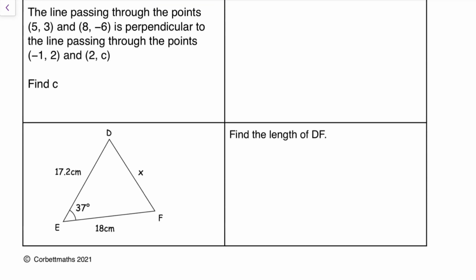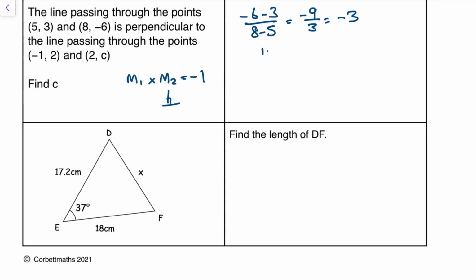Next question. The line passing through the points this and this is perpendicular to the line passing through. So this involves you remembering that if m1, so gradient 1, times gradient 2 is minus 1, therefore they are perpendicular, or just using the negative reciprocal. So let's calculate the gradient of the first line. So that's going to be minus 6 minus 3 divided by 8 minus 5, which is the same as minus 9 over 3, which is minus 3, which means the perpendicular gradient to that is going to be plus a third.